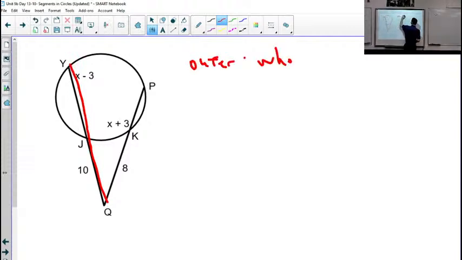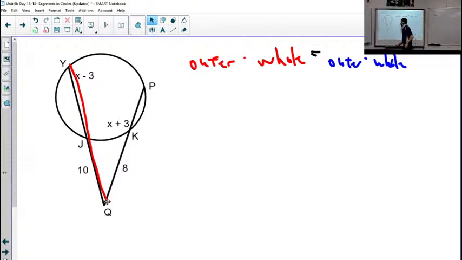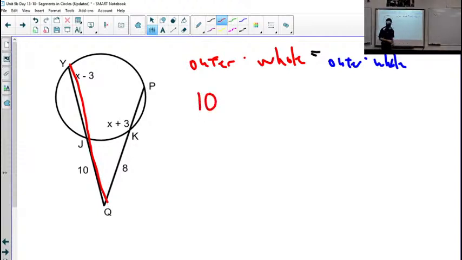Outer times whole equals outer times whole. So my outer on this segment, my outer here is 10. My outer piece times the whole thing is not x minus 3. That's not the whole thing. The whole thing is this entire segment put together. So I have a 10 here and an x minus 3 here.